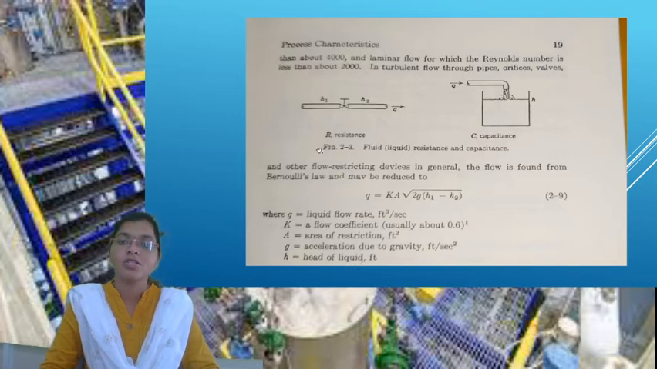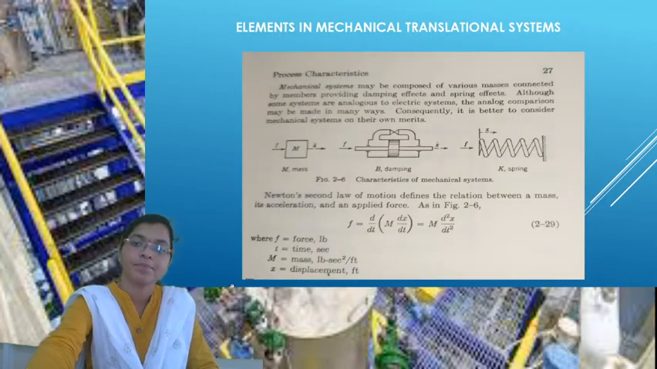Okay. So just remember two formulas here. R we can write as (H1 minus H2) by Q. We can write Q here: Q equals C into dH by dt.